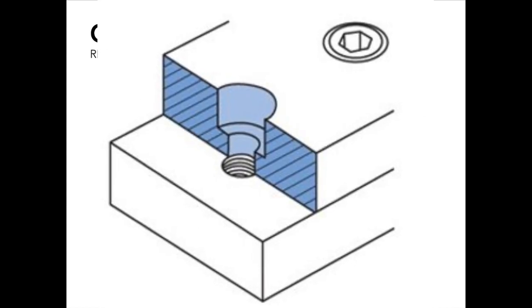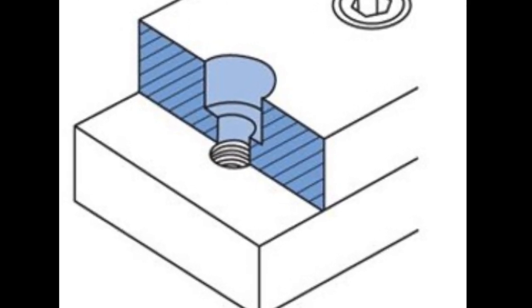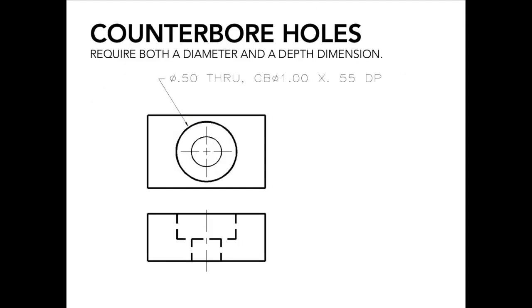A counterbore hole is very similar, however it's required to have a diameter and a depth dimension. Very similar to the spot faced hole, you have this small diameter with a notation that goes all the way through, and then you can have a CB or a symbol that looks like a field goal post, and you give that diameter next. Then you need a depth. The depth references the depth of this larger hole or diameter. That can be given as a DP or this depth symbol here.